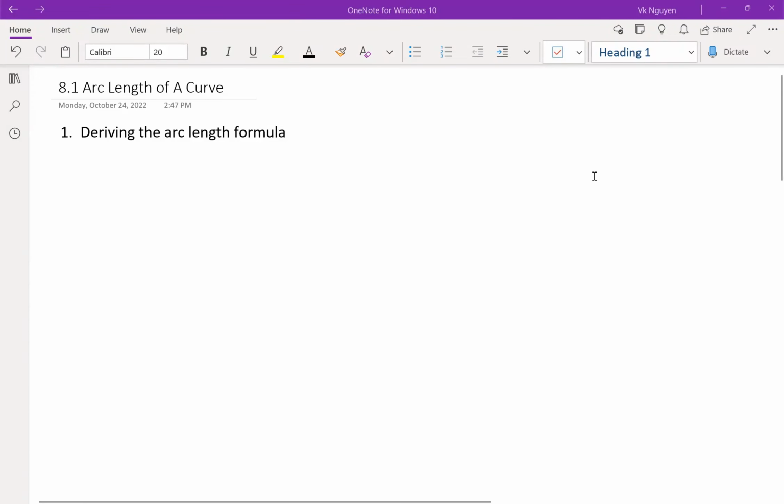Hi everyone, welcome to Integral Calculus. Today we explore lesson 8.1, arc length of a curve. Number 1, deriving the arc length formula.